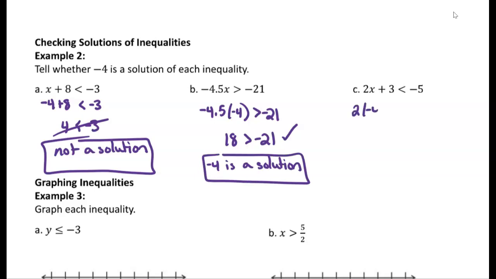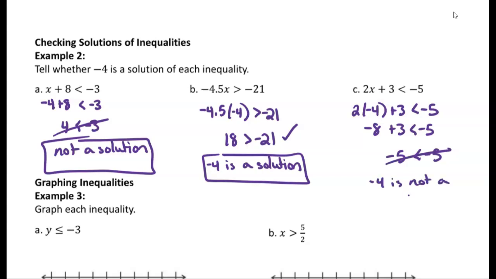All right, and checking back in here, we get negative 8 plus 3 is less than negative 5. That is negative 5 is less than negative 5. Is it less than negative 5? No, it's equal to, not less than. So negative 4 is not a solution.